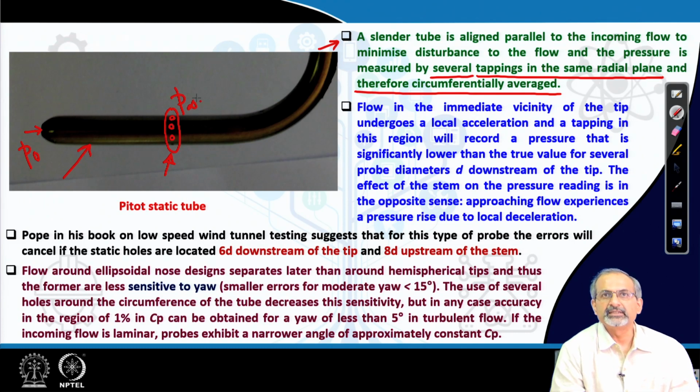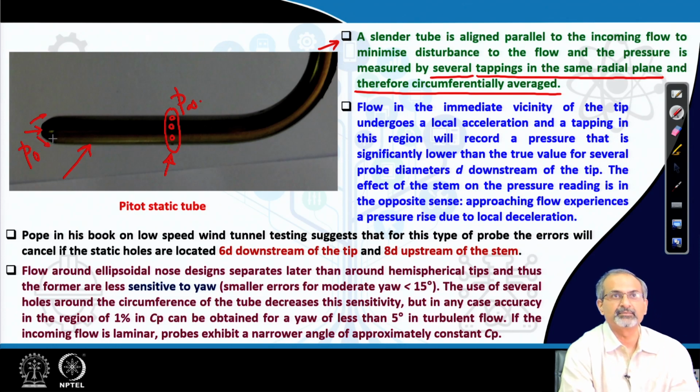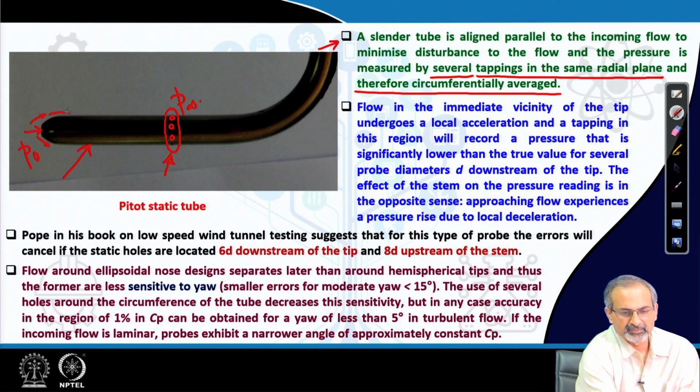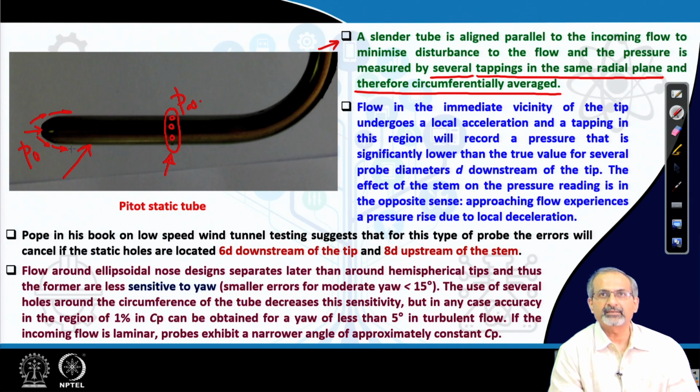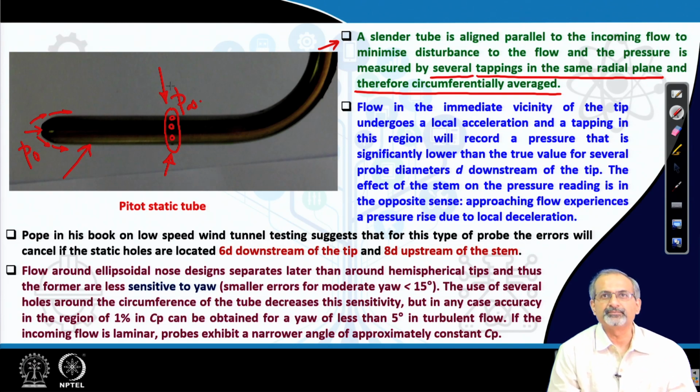Flow in the immediate vicinity of the tip undergoes a local acceleration. So, when the flow moves around the tip, apart from the stagnation streamline, which stagnates at the tip, the other streamlines move around the surface in a three-dimensional sense, accelerate and cross that region, and then the velocity becomes more uniform, and after a while it reaches the stagnation port region.